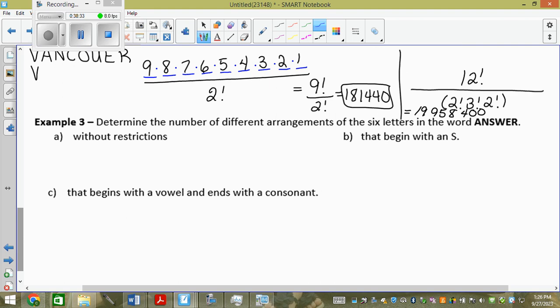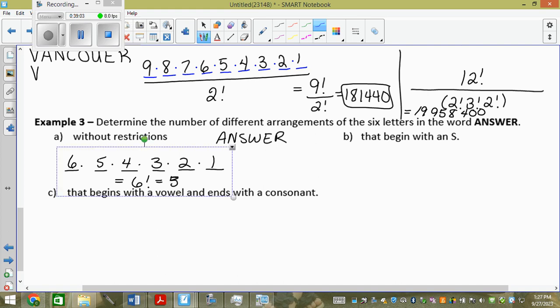Determine the number of different arrangements of the 6 letters in the word answer. So I always rewrite them because now I've learned there can be doublings. So I go A-N-S-W-E-R. If I just end up rewriting the word, that means I have no denominator, right? That just means I have no doubling or triplings. So without restrictions, I would still have my 6 blanks. I'd have 6, 5, 4, 3, 2, 1, because I box and hold because it is as a word. 6 factorial is 720.